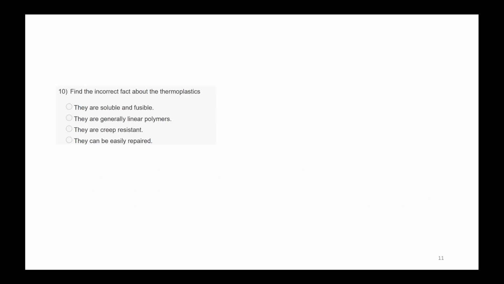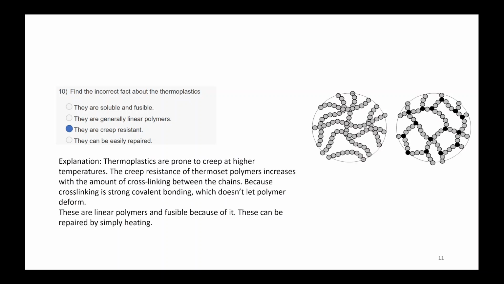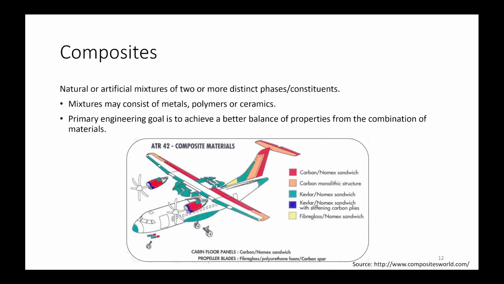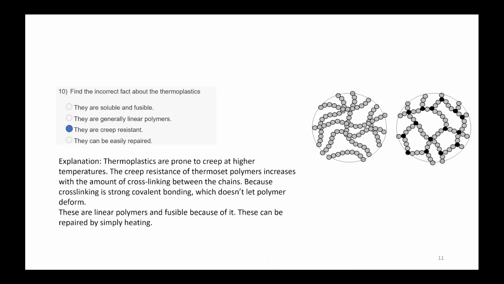Tenth question was: find the incorrect fact about the thermoplastics. They are soluble and fusible, they are generally linear polymers, they are creep resistant, or they can be easily repaired. Your answer was they are creep resistant, because this is a false statement for thermoplastics. Other options are correct. So the answer will be they are creep resistant.